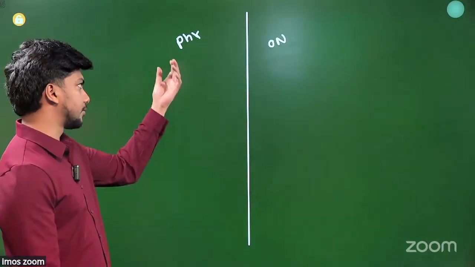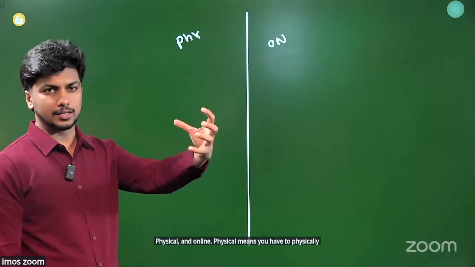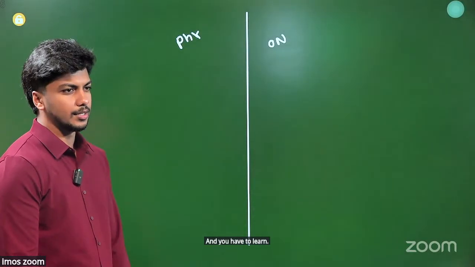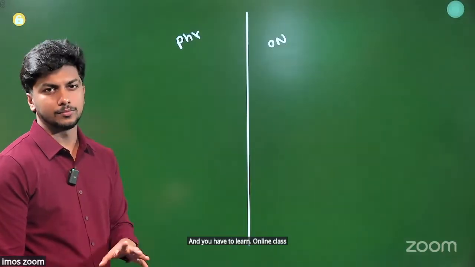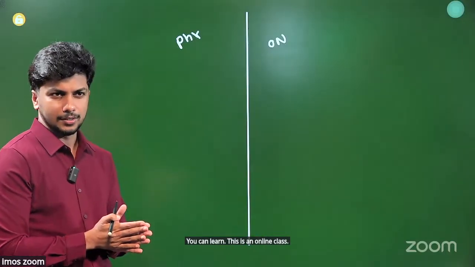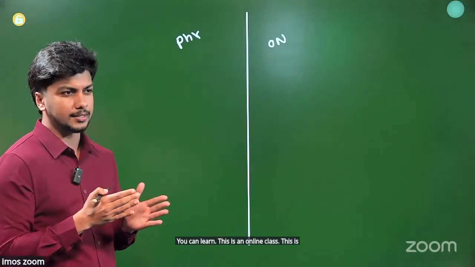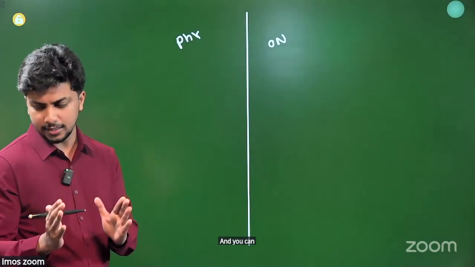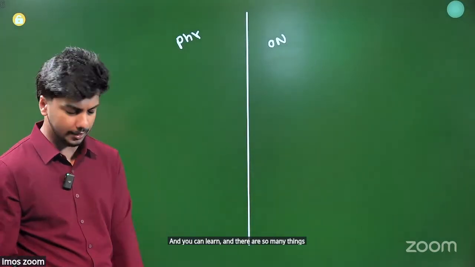Physical means you have to physically appear in a classroom and learn. Online class means at home you can learn. This is an online class. This is an interactive online class. You can interact with me and you can learn, and there are so many things I will explain.